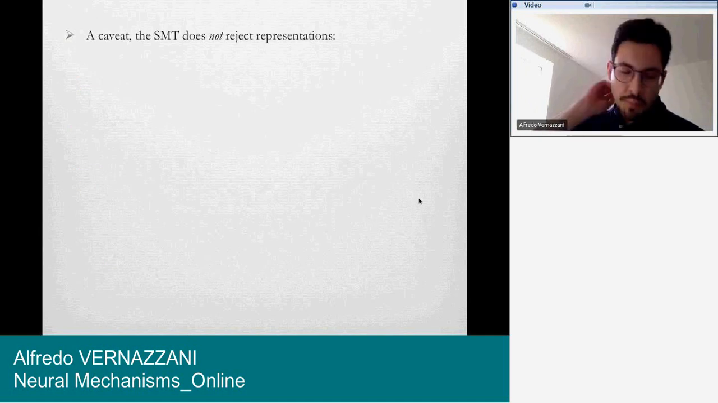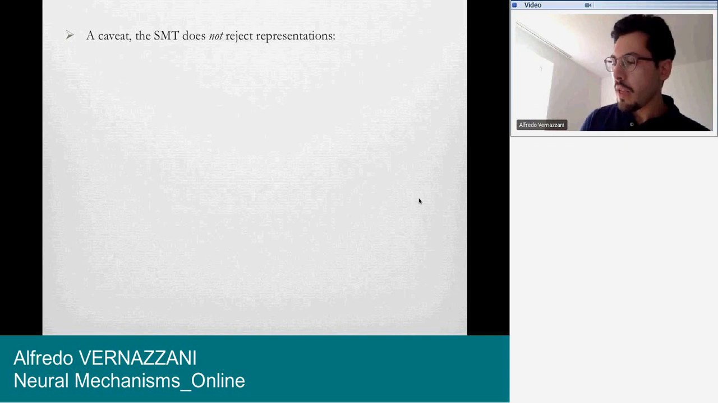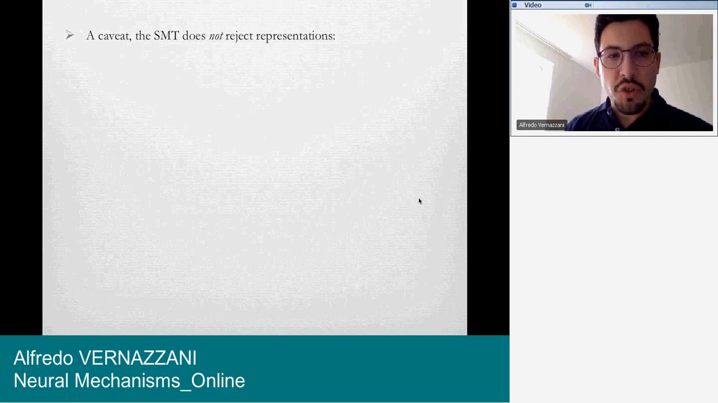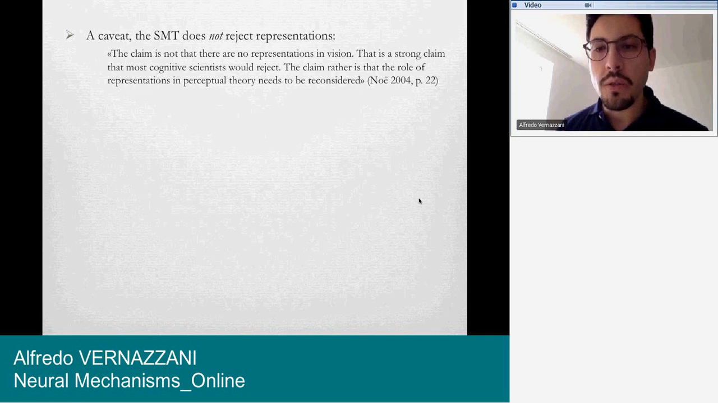I want to specify this because very often, in many conferences, people think, mistakenly I think, that the sensorimotor theory of vision is an anti-representationalist thesis, that Alva Noë and Kevin O'Regan believe that there are no representations at all in vision. Actually, there is good textual evidence to think otherwise, and here I want to mention a couple of passages.